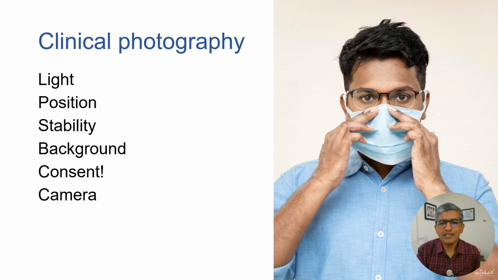So there are many things you can do to improve the quality of your images. One is ensuring adequate light and a soft light, positioning the subject correctly, making sure that your camera is stable, the background is clean, and get consent most importantly. The camera itself does not matter much. If a mobile phone is being used, most mobile phones these days can take good photographs.